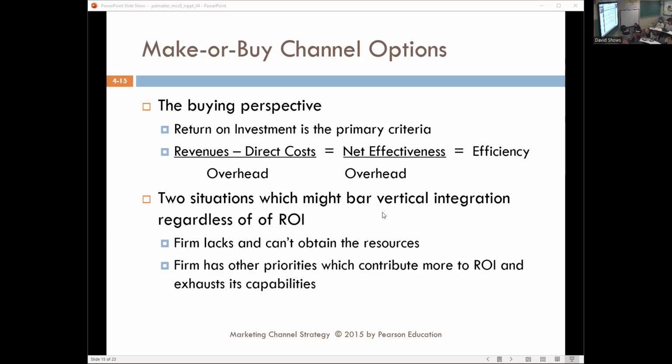And so in the make or buy channel options, ultimately, it is how you work for success. But just remember that you have to be able to increase this above that. And hopefully you won't have these situations that will bar you, all right? You have three things that are relevant: revenue, direct costs, and overhead. And return on investment is that ratio. The only reason we're going in business is to increase our return on investment.